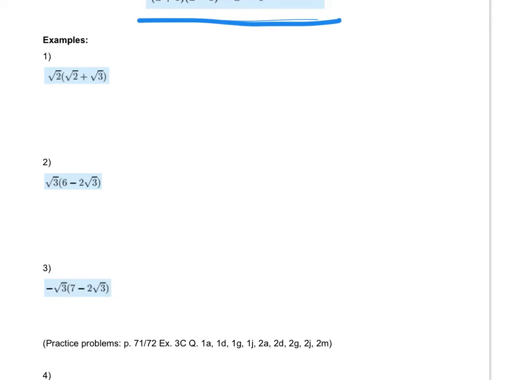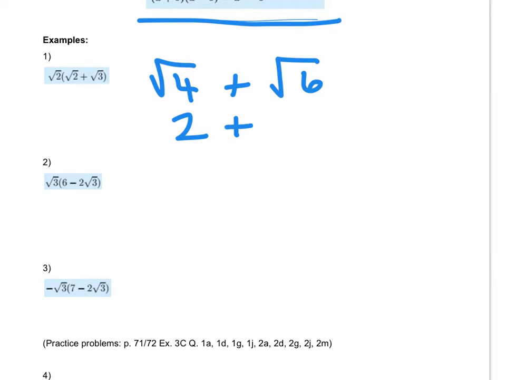So if you look at this one here, we have root 2, and then in parentheses root 2 plus root 3. Now in the parentheses, root 2 and root 3 are not like terms, so we can't add them. But the root 2 outside we multiply by what's inside. So the root 2 by root 2 gives you root 4. And the root 2 by root 3 gives you root 6. Now if we look at both of our radicals, we know that root 4 is 2. Root 6 isn't a whole number, so we just leave it as root 6, and that's our answer. 2 plus root 6.